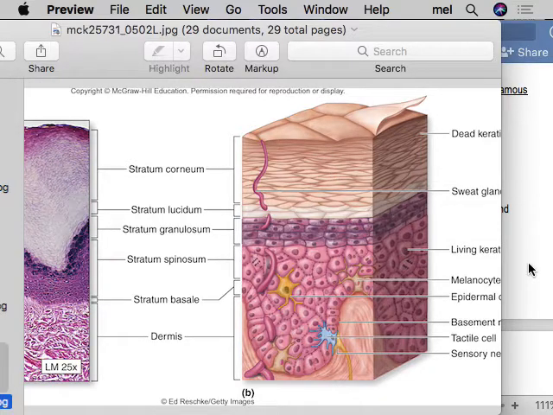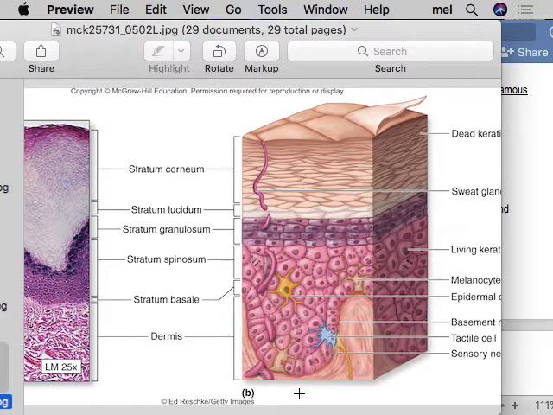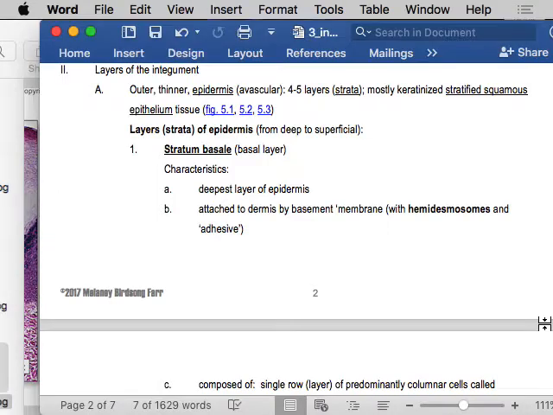Okay, so we are going to build this from the bottom to the top. The most is going on in the bottom layer. The bottom layer is where we are actually going to start, which is the stratum basale right here. The stratum basale is really, really active in cell division, so it is where all of the new cells are originally going to come from. It's the deepest layer of the epidermis. It is attached to the dermis by a basement membrane.